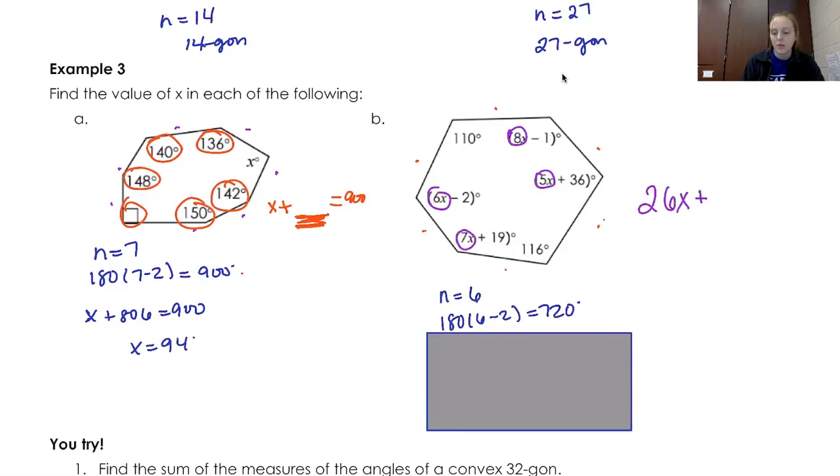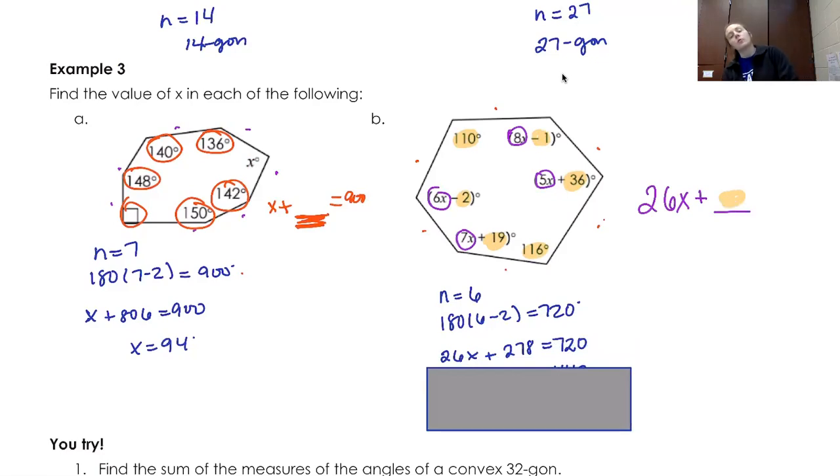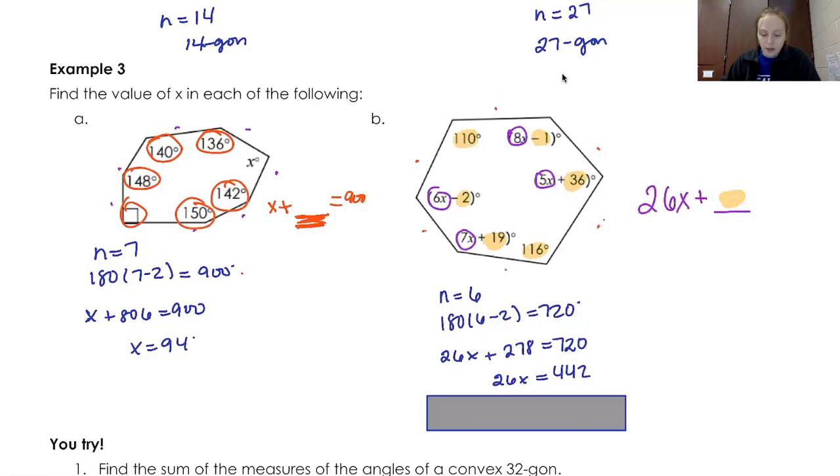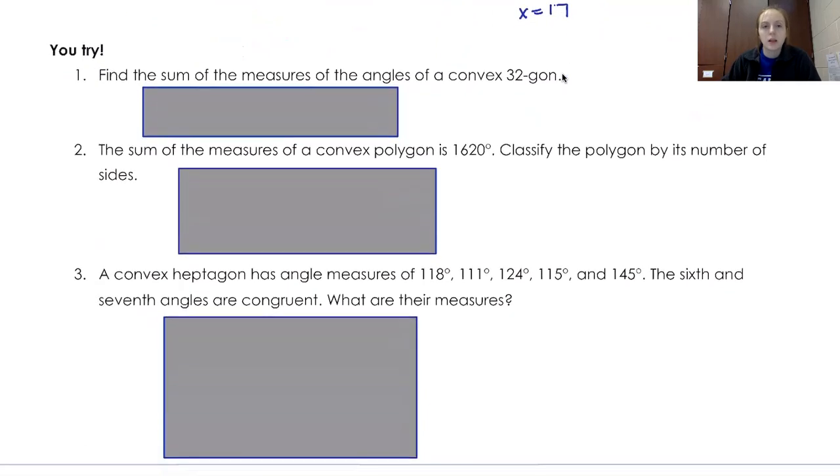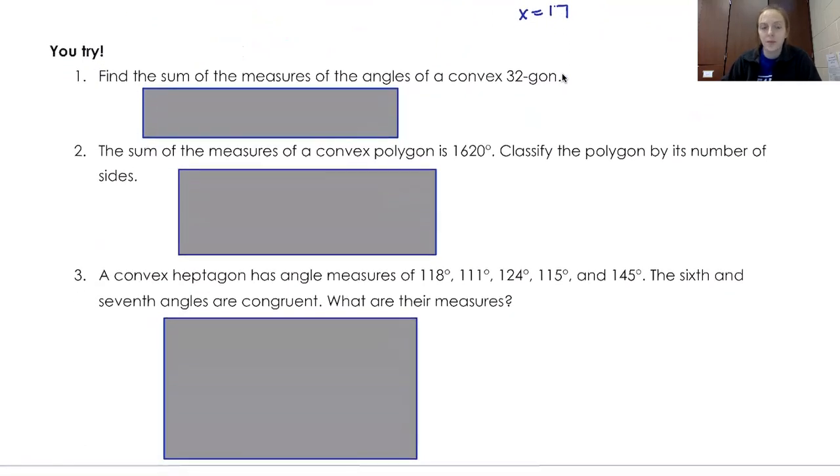And then I add on what I get when I add all of the plain numbers. So 110 minus 1 plus 36 plus 116 plus 19 minus 2. And that gives us 26x plus that number there, which is 278, equals 720. Subtract 278 on both sides, and we get 26x equals 442. Divide by 26, and we get x equals 17. All right, go ahead and pause the video, and you try these 3 problems here.